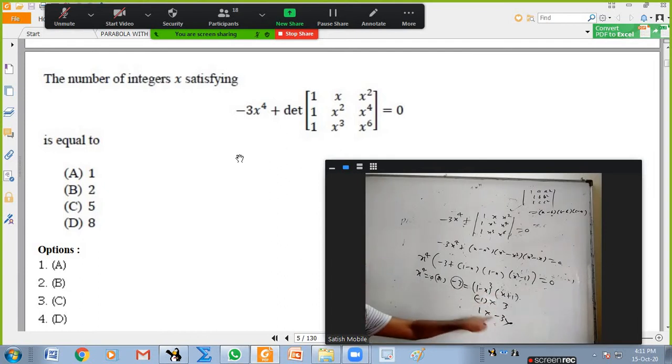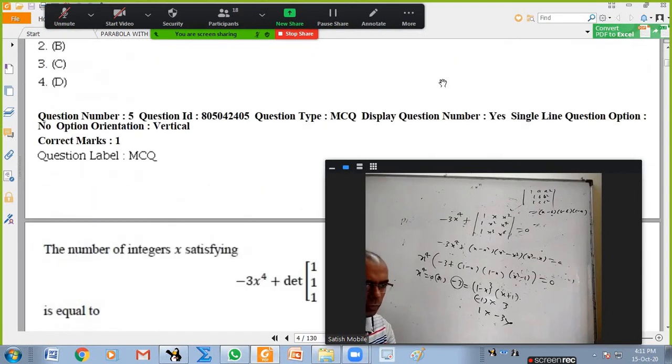So x equal to 2 and x equal to 0. If they want solutions other than integers, I think I have to expand and think of some way of doing it. Okay, but because of integers, it is very easy. Is it all right? Yes, sir. Okay.